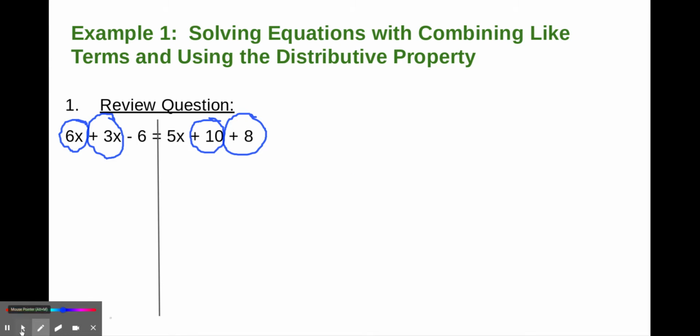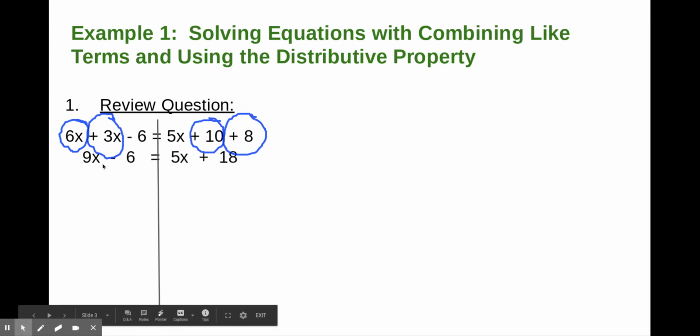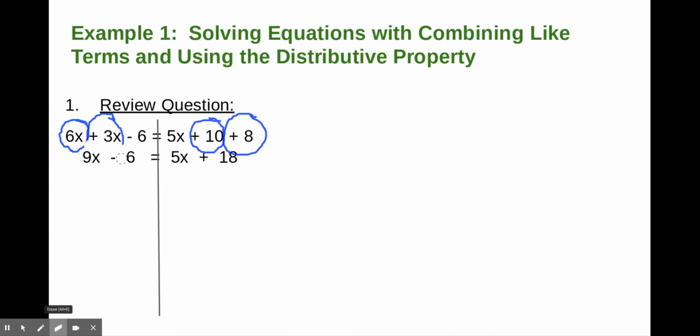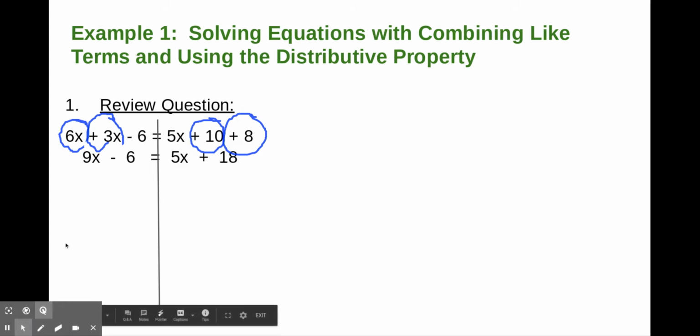And when I do that, on the left side, I have 9x, because 6x and 3x is 9x. I bring down my minus 6. And then I have on my right side 5x plus 18, because I have a 10 and an 8, which brings it down to 18. At this point, this is where the baby bear, mama bear comes into play.